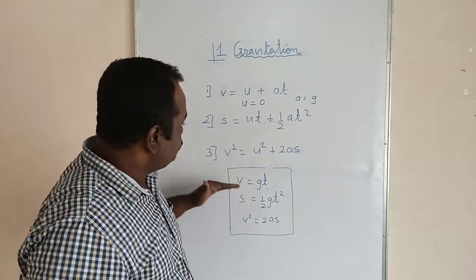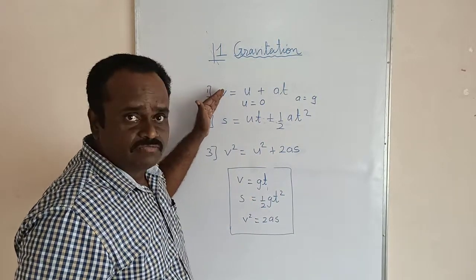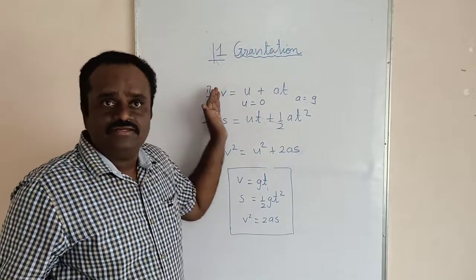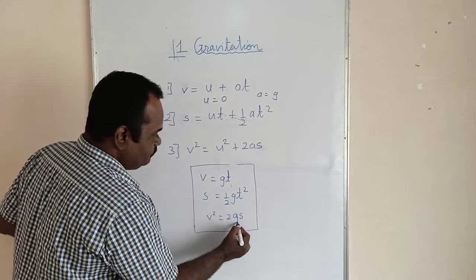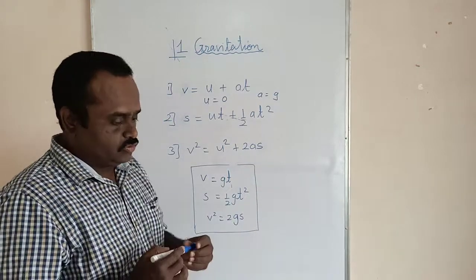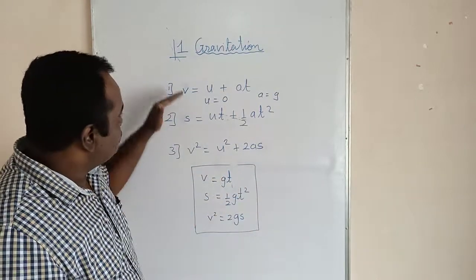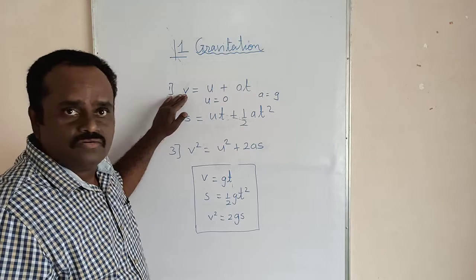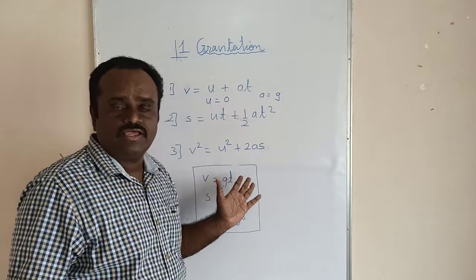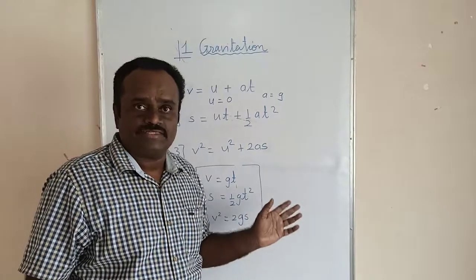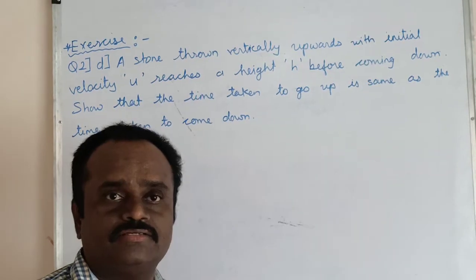But while solving, even if you take the general equation, it doesn't make any mistake. Here again, in place of a, you have to take g. So we can take this equation directly, or we can take this equation also. Okay, understood?